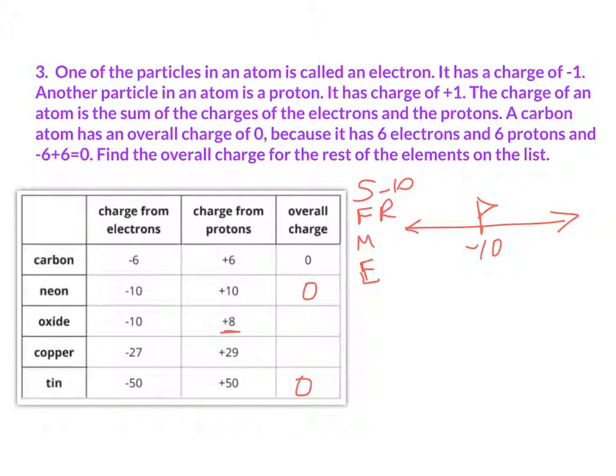This tells me to move forward 8. So that's in this direction, 8. So remember, when I go from negative 10 to the right, those negatives are getting closer to 0. So go from negative 10 to negative 9, negative 8, etc. And if I just keep going 8 units, I would end up at negative 2. So that's where I end, negative 2. So therefore the overall charge of oxide is negative 2.